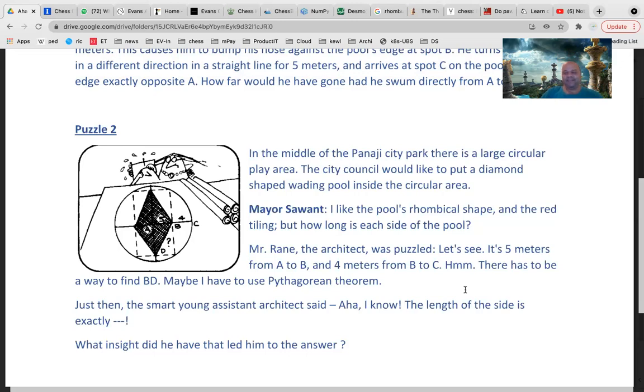So this is a puzzle. Has anyone attempted this? Madhura, Pranav, yes? Yes, sir, but I didn't get it. What is the logic that you followed? I took 5 square plus 9 square equals BD square. I got 5 square plus 9 square because the radius is 9, and I thought from A to the point.